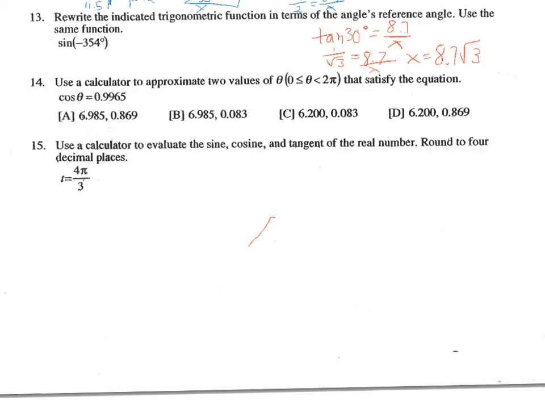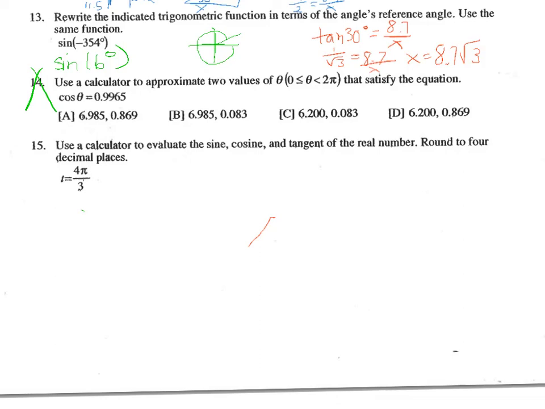Rewrite the indicated trig function in terms of the angle's reference angle. Use the same function. So we're just trying to find the reference angle of negative 354 degrees. So if we take a look at the unit circle, we want to go the negative direction. So negative 354 would be almost all the way around to 360. And we know that it is 6 degrees away. So we would rewrite this as the sine of 6 degrees. We can skip number 14 since that is a calculator question. However, we can do 15 without a calculator.